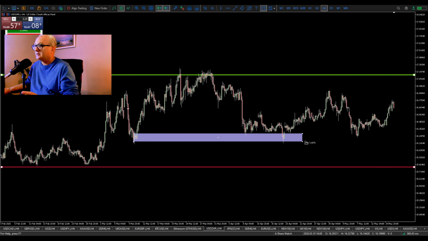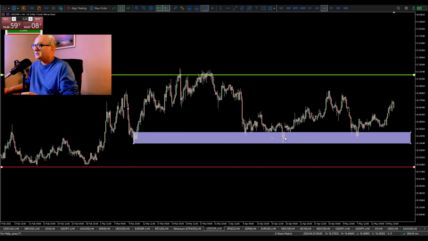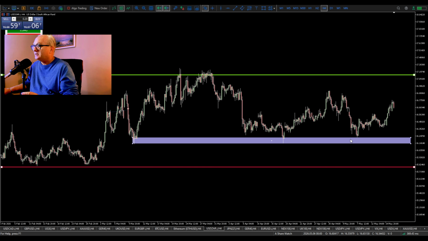Round about this level here, there's an area of support on the 4-hour chart, you draw it from one wick to the other. The reason I call it an area is because these lines are not dead stops in the market. Lines are areas of interest, areas where things can happen.